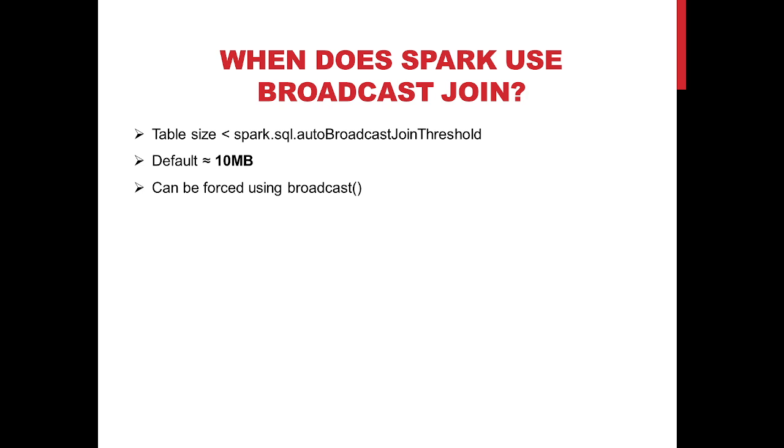Spark decides to broadcast based on the size. If the table is smaller than the broadcast threshold, Spark automatically broadcasts it. By default, this is around 10 MB. You can also force broadcast, but only if you're confident that the table is small.